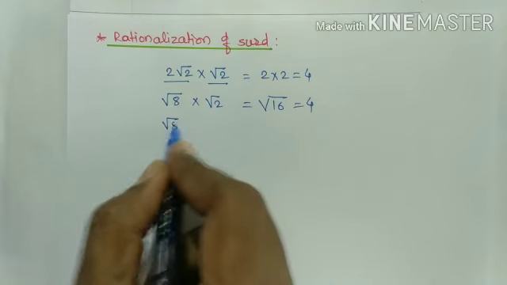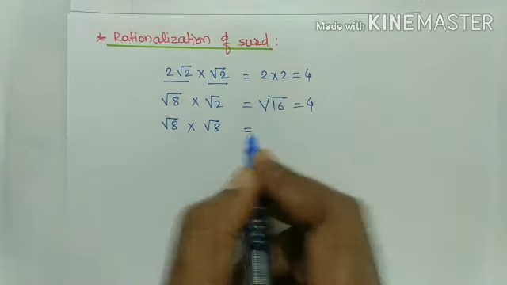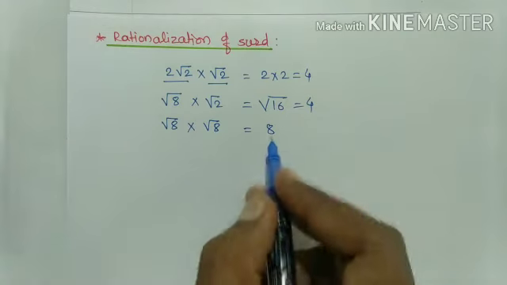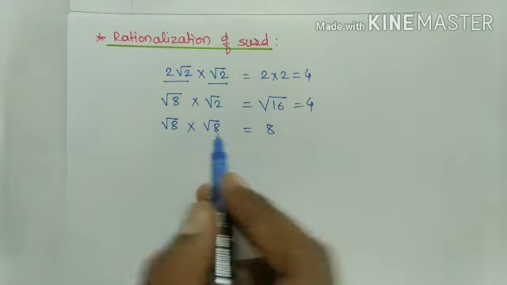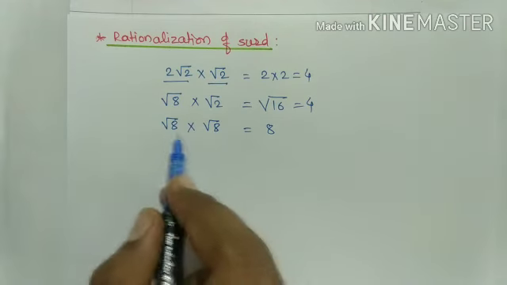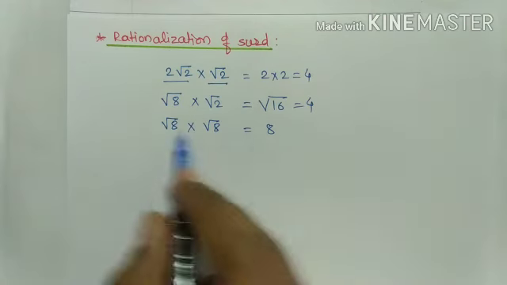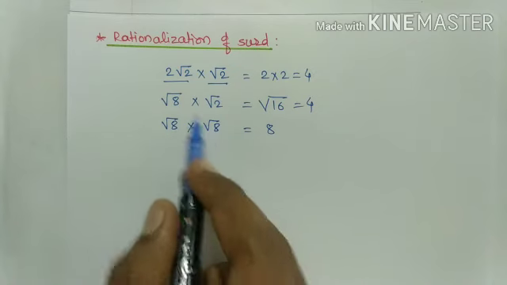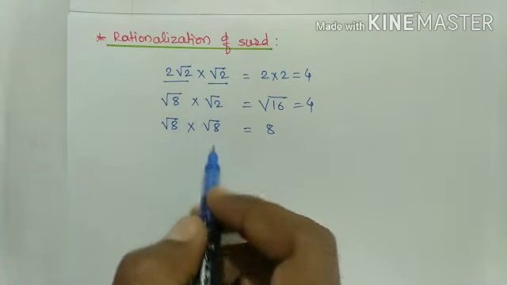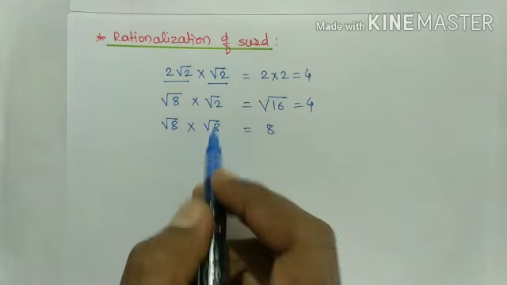Now √8 multiplied by √8 equals √64 equals 8. It means that here the product of these two is also a rational number. That's why these two surds are the rationalizing factors of each other. So the same surd can have different rationalizing factors.